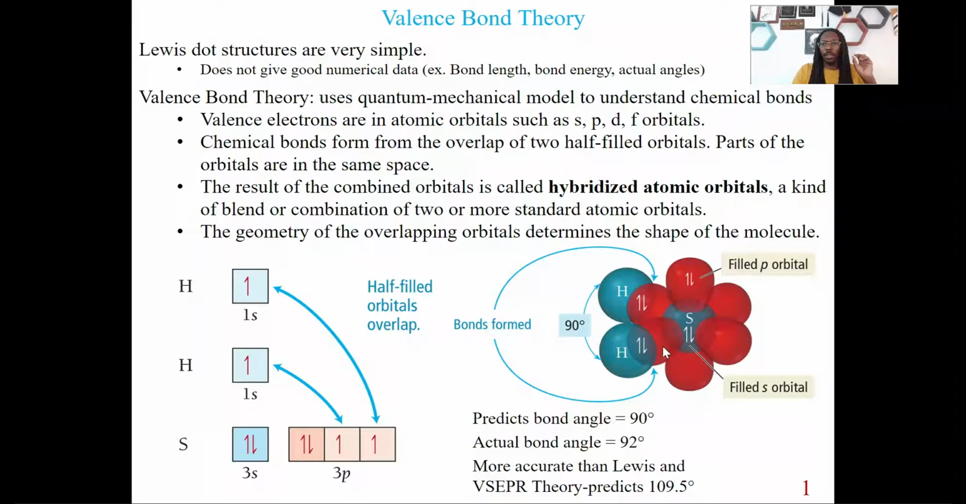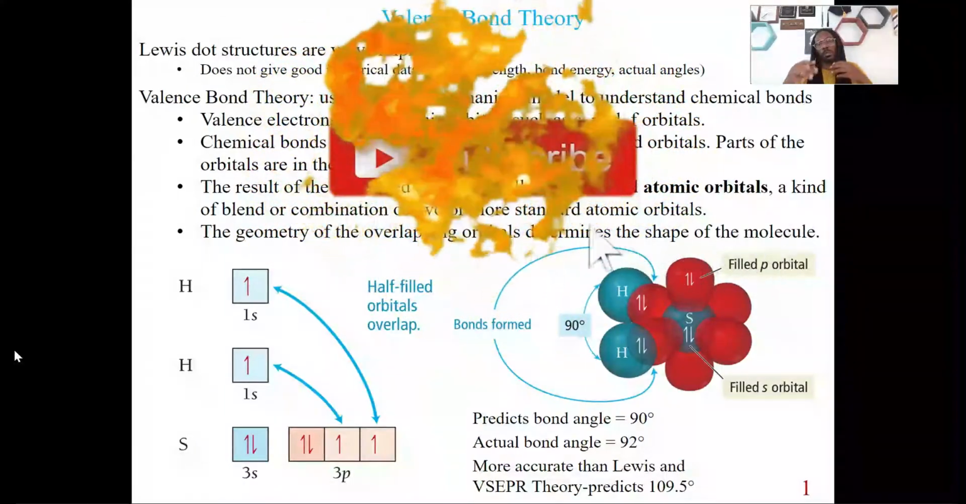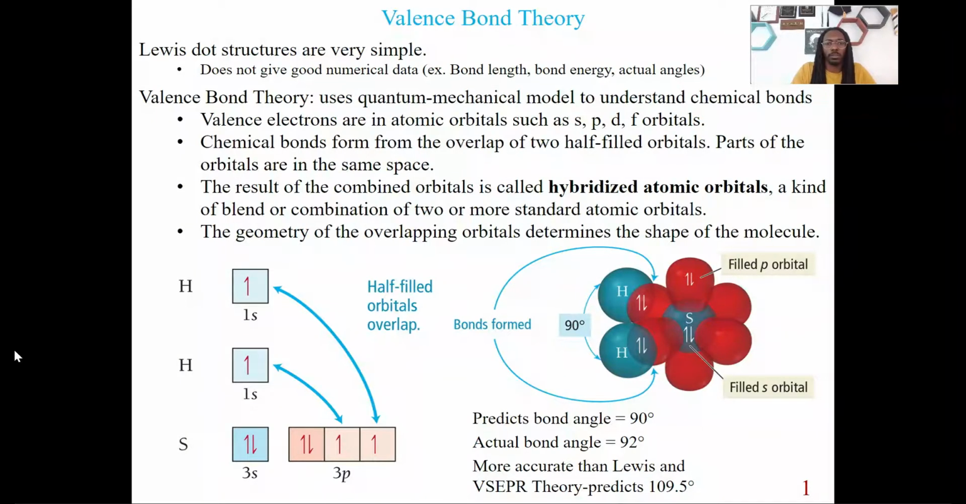What we find is that this theory actually gives us a good bond angle. The predicted bond angle is around 90 degrees, and the actual bond angle is 92. This is more accurate than Lewis or even VSEPR theory, which would have predicted 109.5. Each theory just gives us more details, and valence bond theory gives us more details.